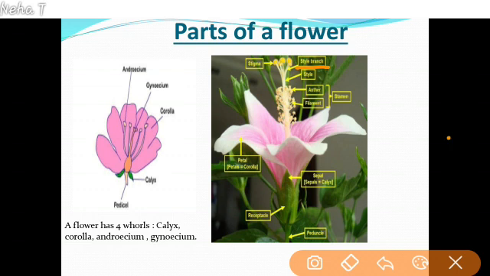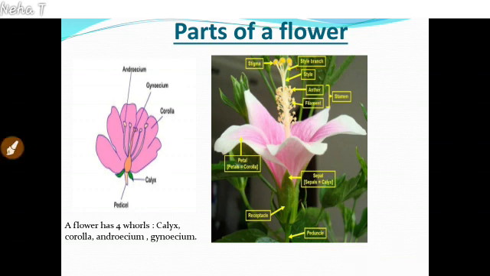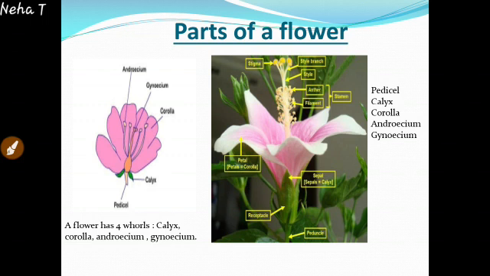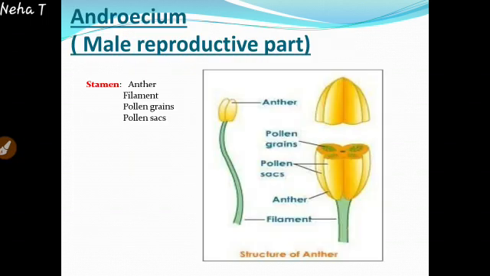Now, let's see the third whorl of the flower, that is androecium. It is also called male reproductive part of the flower. The parts are anther, filament, pollen grains and pollen sacs. Anther bursts after maturity and pollen grains are released from the pollen sacs.